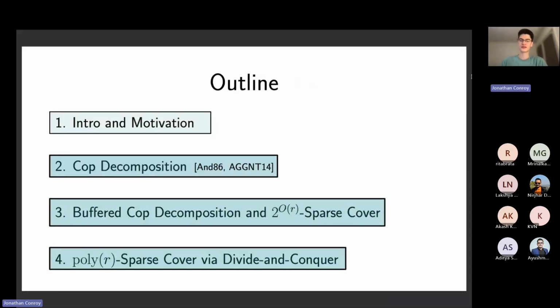So for the rest of the talk, first I want to talk about this cop decomposition, which is going to be the motivation for buffered cop decomposition, but without the buffer property. Then I'll talk about how buffered cop decomposition leads to this 2 to the r sparse cover, and then finally the improvements to polynomial in r.